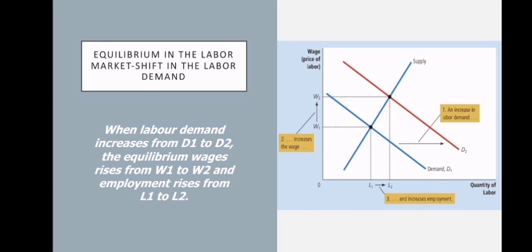Shift in labor demand. In this figure, when labor demand increases from D1 to D2, perhaps because of an increase in the price of the firm's output, the equilibrium wage rises from W1 to W2 and employment rises from L1 to L2. The change in the wage reflects a change in the value of marginal product of labor. With a higher output price, the added output from an extra worker is more valuable.